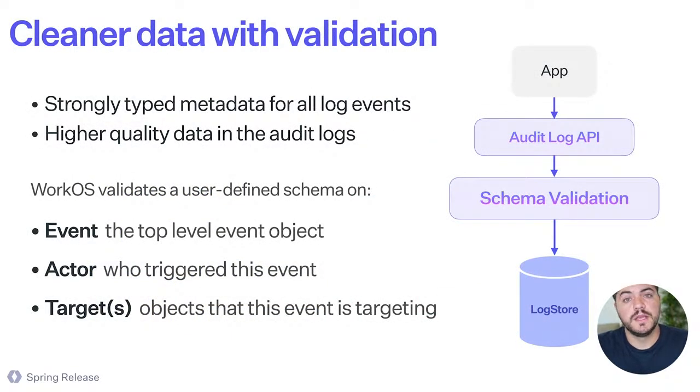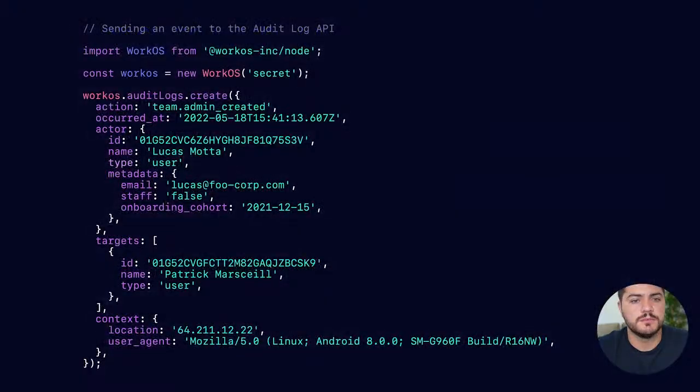On top of all this, we are making a schema validation to make sure that the data that you're sending has the highest quality possible. We truly believe that strongly typed metadata for all log events lead to a much better database structure and also a much cleaner experience in terms of the data that you're storing. So what WorkOS is going to do is that we're going to validate the events before they are sent, and we're going to validate the event, like the top level object, but also the actor who triggered the event and the target objects that these events are being affected by. So let's take a look at how this works in practice.